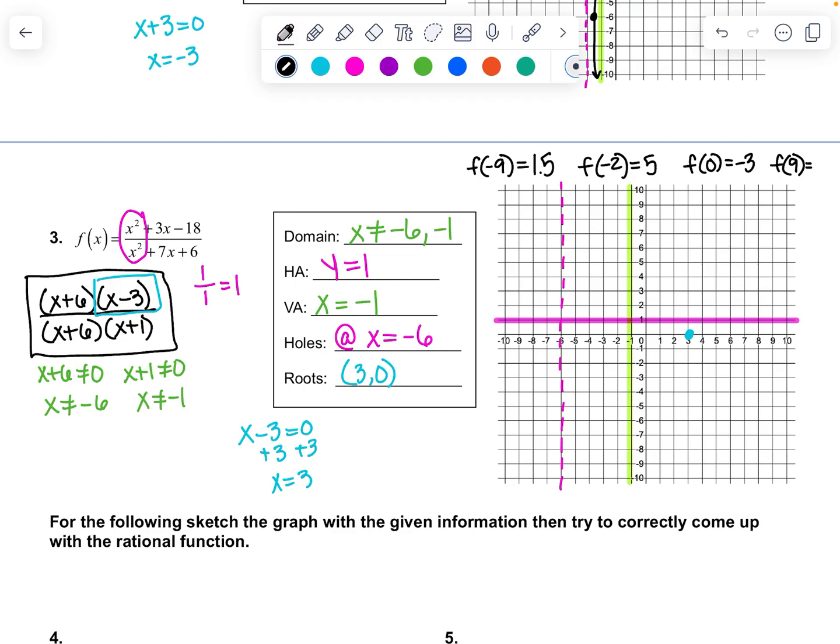Again, I chose some points on the far edges of the graph, the -9 and the +9. I chose numbers close to my vertical asymptote, -2 and 0. So at -9, I had 1.5. At -2, I had 5. At 0, I have -3. And I didn't write my value down for 9, but it looks like when I graphed it, it was just below 1. I'll have to find that value there.